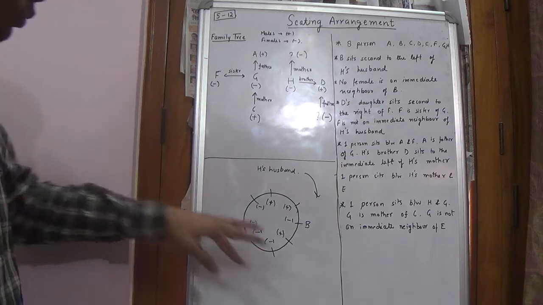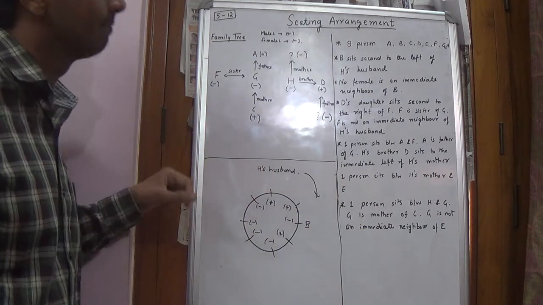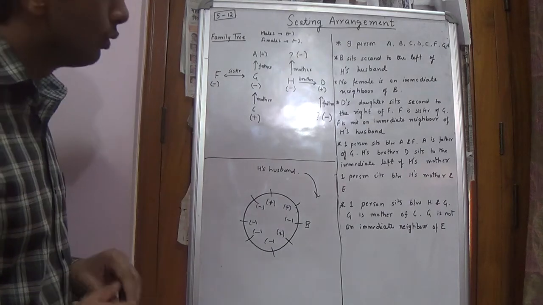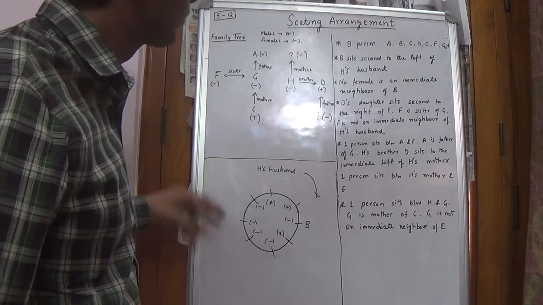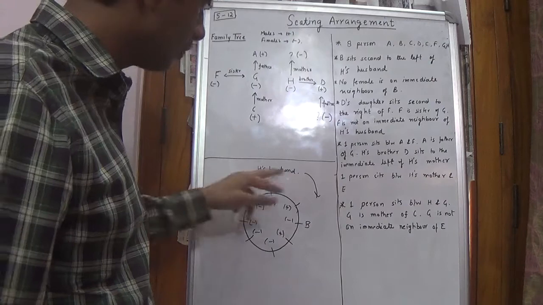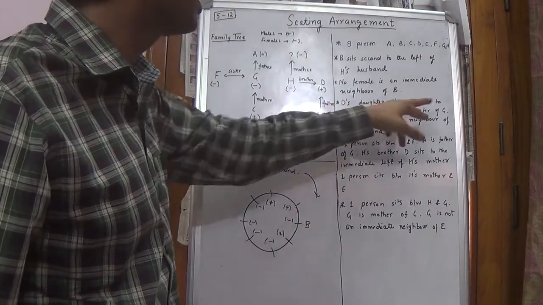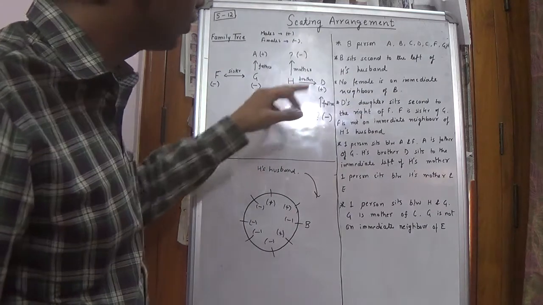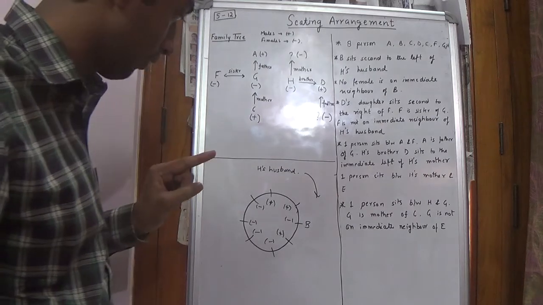So now we know where all the males are sitting and where all the females are sitting. At least we are sure of this. So again we would come back to this. B sits second to the left of H's husband. This we have already made. This is H's husband, this is B. B's daughter sits second to the right of F. B's daughter, we don't know who she is, but she sits second to the right of F.